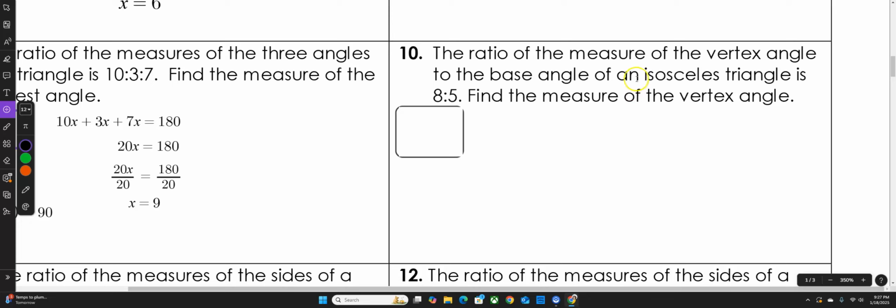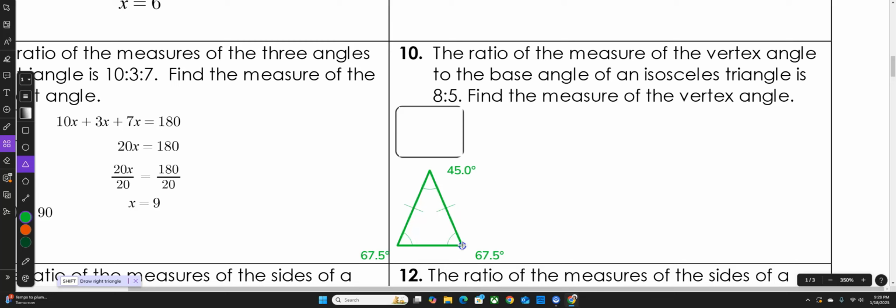Number 10: the ratio of the measure of the vertex angle to the base angle of an isosceles triangle is 8 to 5. Find the measure of the vertex angle. Now, remember, when we have an isosceles triangle, the base angles are going to be congruent, and we do need both of them. You can see at the bottom of our triangle here, there's 67.5. No matter what I do here, those two angles are going to stay the same. So please make sure that you remember that.